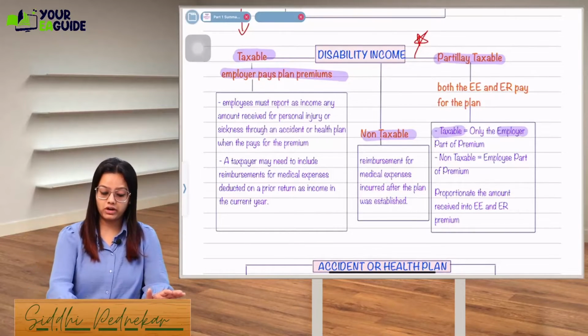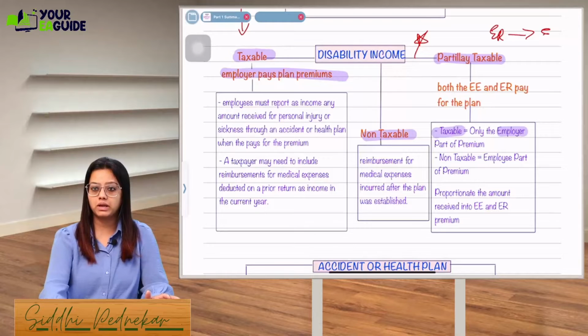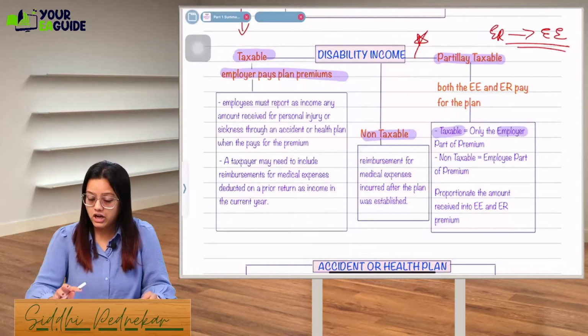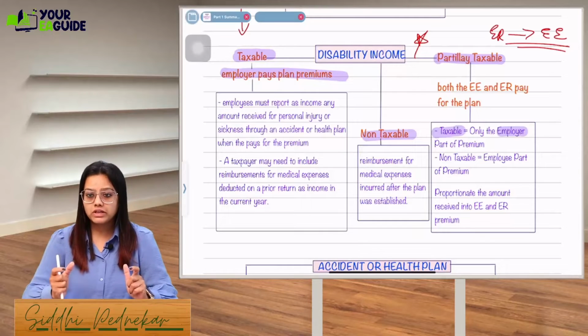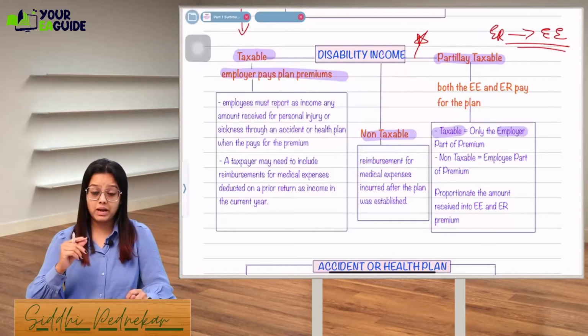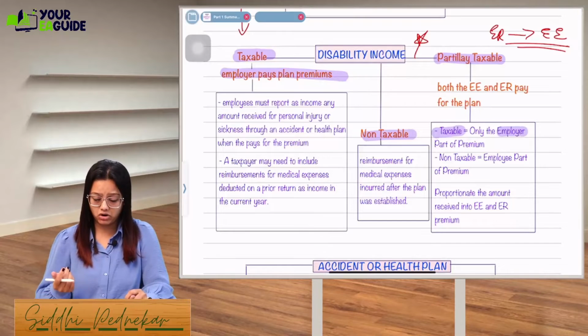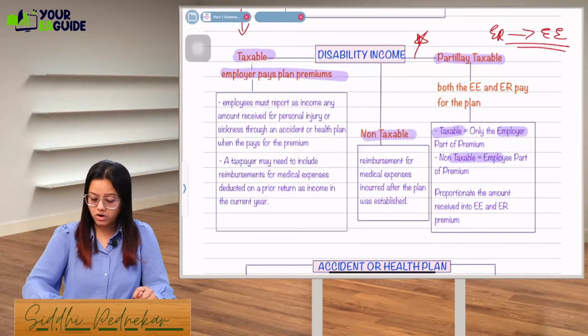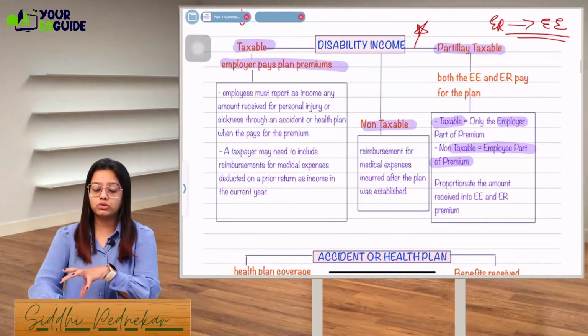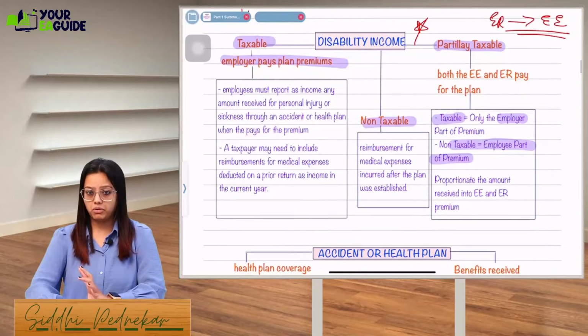As I mentioned, whatever benefit the employer provides to the employee should be made taxable to the employee. So the portion of the employer's premium which the employer is paying will be taxable in the employee's tax return. The non-taxable portion is the employee's part of the premium. So you have to apportion between the employer and the employee.